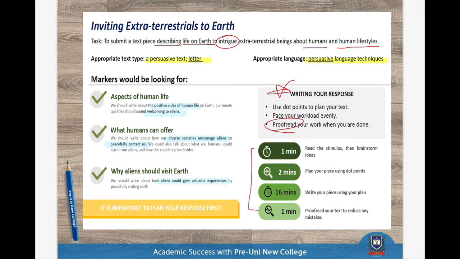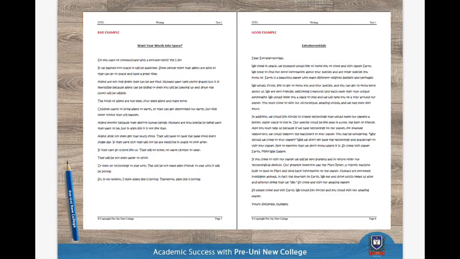And then just before time is up, take about 1 minute to proofread your text. So reading through, making sure you don't have spelling errors or any grammatical errors or leave out punctuation like commas and full stops, making sure that everything makes sense, and then that will be time's up. So making sure that planning is very important.